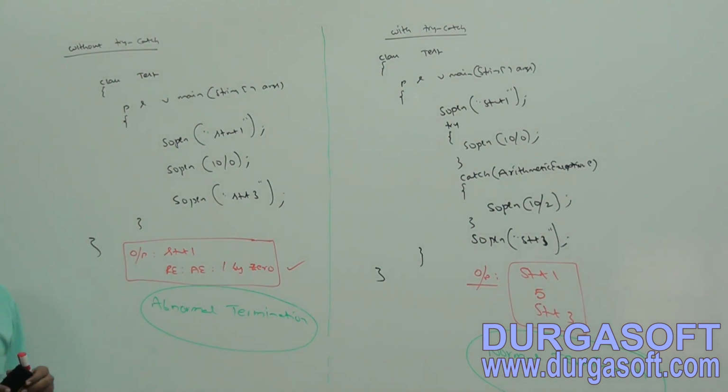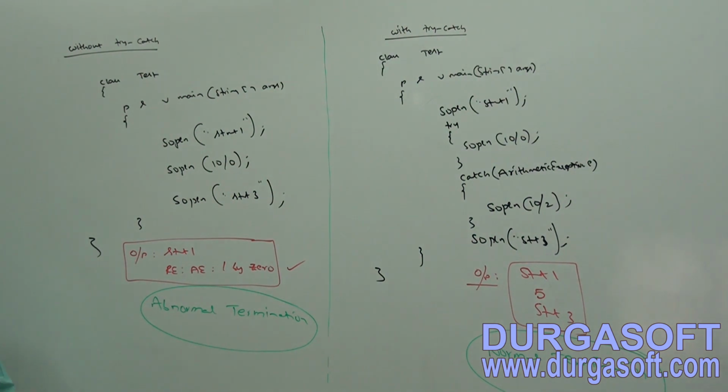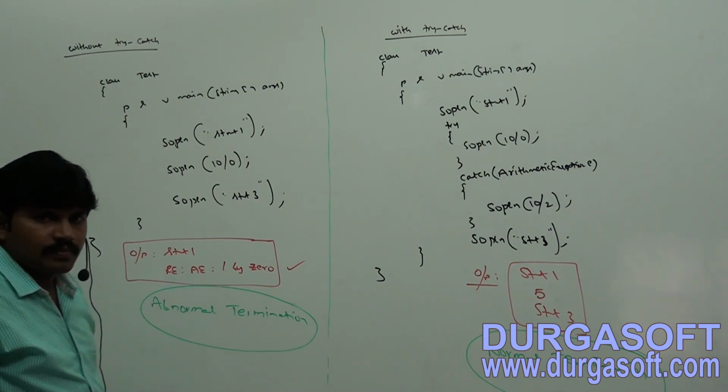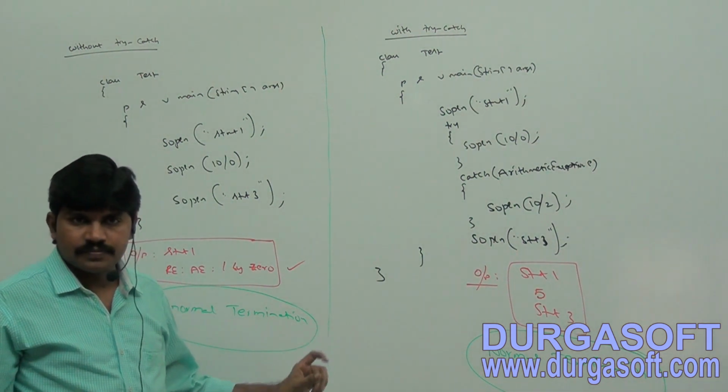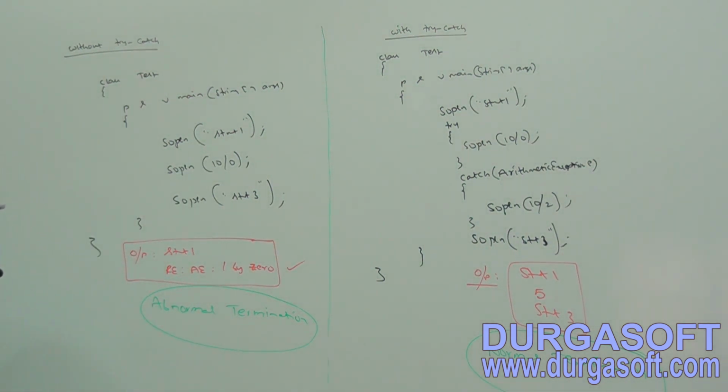Completed, right? Abnormal termination, second normal termination. Clear for all of you, right? Okay. Now keep a subheading.